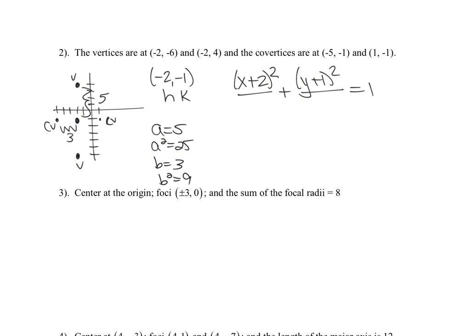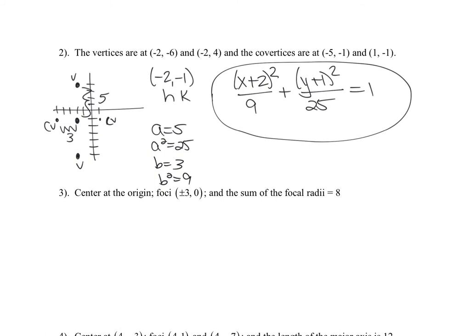And our larger one is up and down. So we need to put the 25 under the y. And our shorter one, left and right, we need to put the 9 under the x. So notice it doesn't tell you the orientation, but just thinking through the picture and what's longer and what's shorter tells me that the larger one should be the y, the major axis.